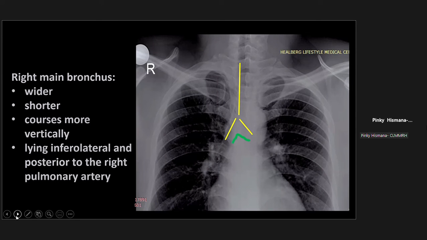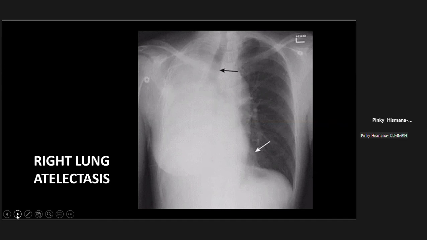So actually, ang right main bronchus nyo lies inferolateral and posterior to your right pulmonary artery. So we call it hypoarterial. On the other hand, your left main bronchus basically lies alongside your left main pulmonary artery, and we call it epiarterial. Nevertheless, this is just to show you the significance of your airway. Your airway can give you an idea of what condition.